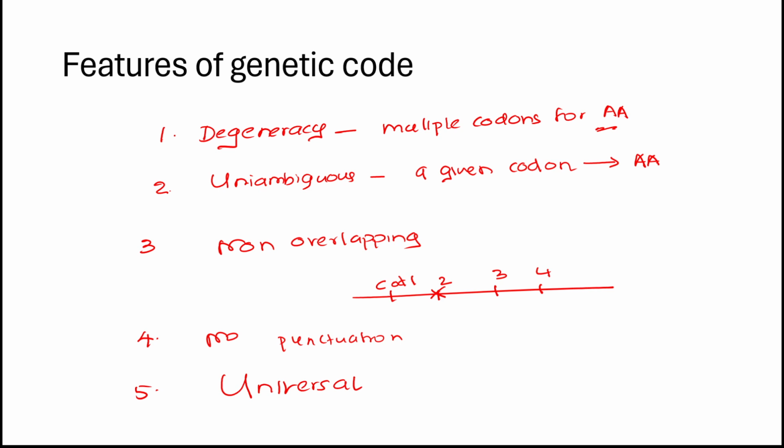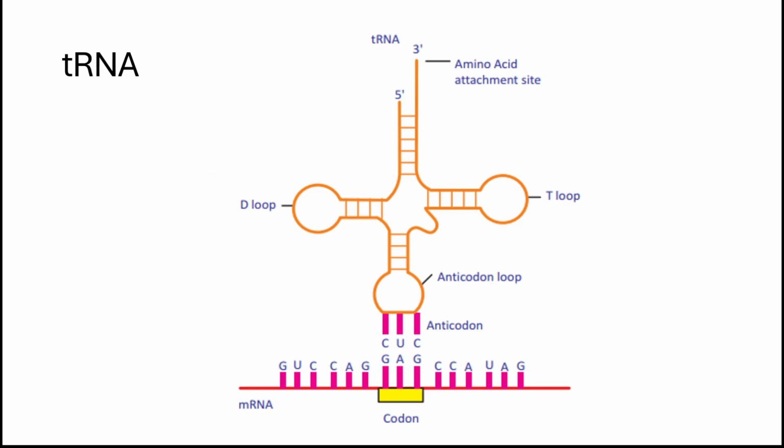So these are the 5 features that you see in the genetic code. Now, I'm just going to dive deeper into degeneracy and unambiguity, because now my topic would be rather the tRNA molecule itself. Right. Now, as I said, this tRNA molecule has a 3D structure. It has a few loops. There's a D loop, there's a T loop, right?